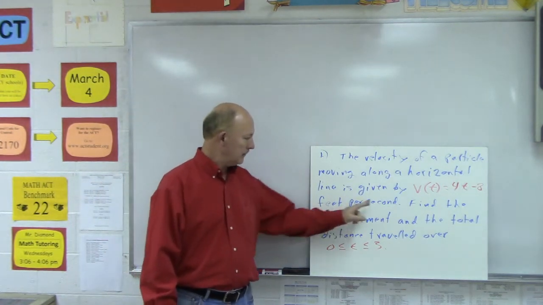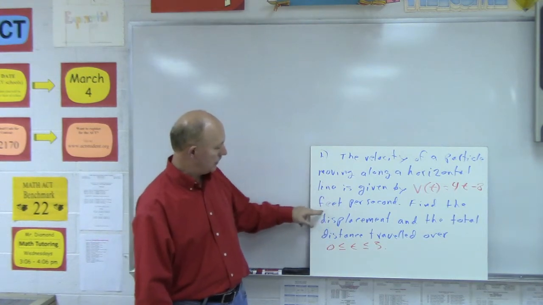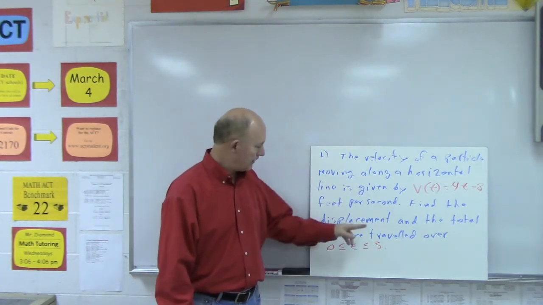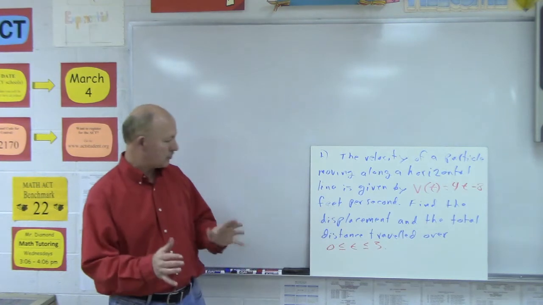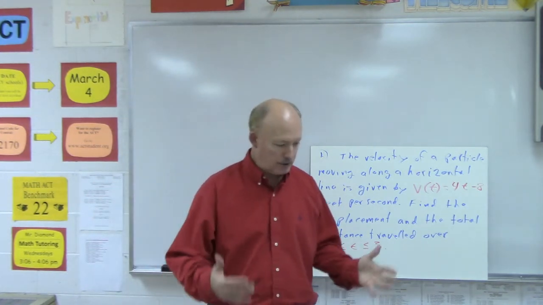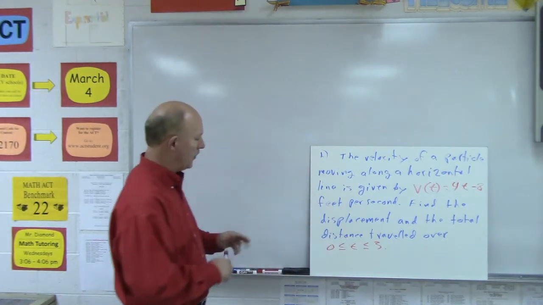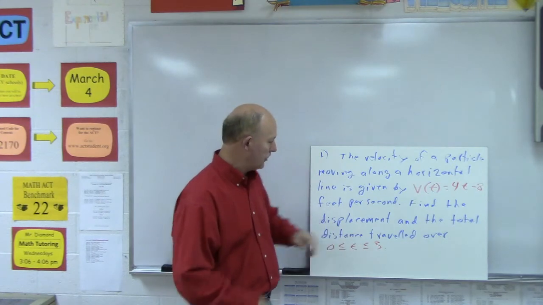So time is in seconds and distance is in feet, so the unit will be in feet per second. Find the displacement and the total distance traveled over the interval from 0 to 3. To get us started, let's determine both the displacement and the total distance traveled.